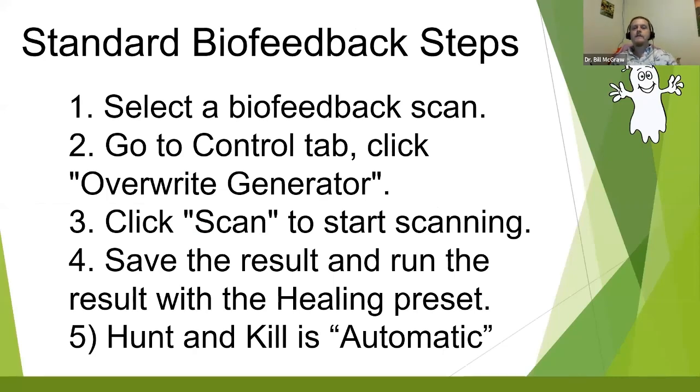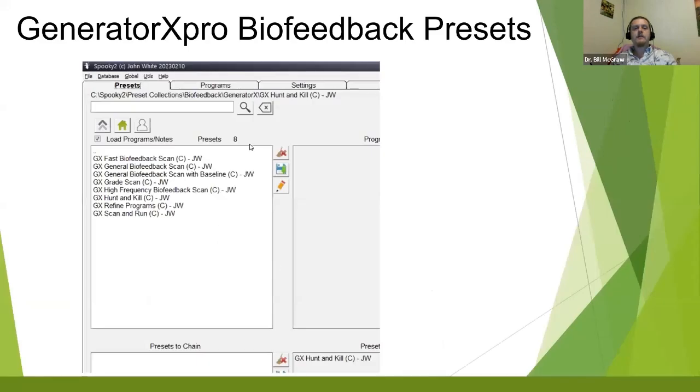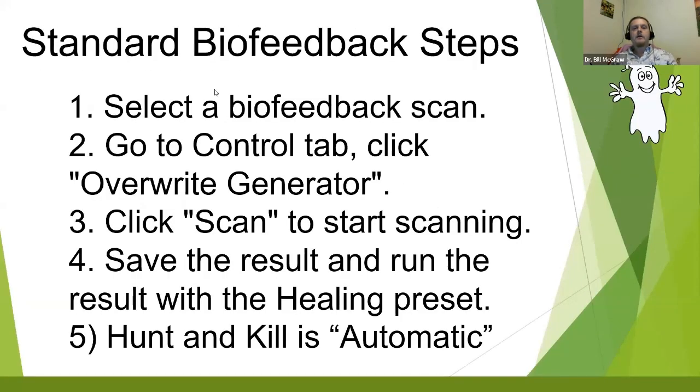So we select a biofeedback scan in our presets, which is here. Okay, we want to pick Hunt and Kill or a high frequency biofeedback scan, right? Then we go to Control Tab, overwrite Generator, click Scan. You can save the result, or Hunt and Kill goes directly into the treatment phase. There's no need to save a file. It's quick. It continues and you're done before you know it.